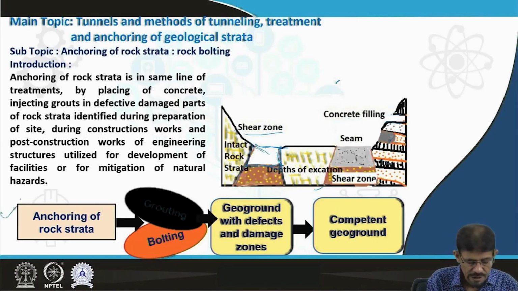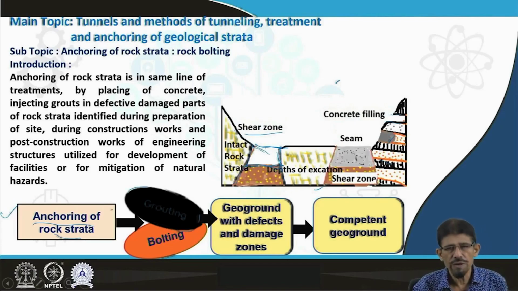As far as anchoring of rock strata is concerned, the anchoring of rock strata is partially supported by grouting. Grouting, as we have already discussed, is injection of material inside a damage zone to bring the damage zone in tune with the nearby area in view of strength or mechanical response. Another anchoring aspect we are going to perform is by inserting a bolt, and the process of insertion of the bolt is recognized as rock bolting because we are practicing such bolts in rock.